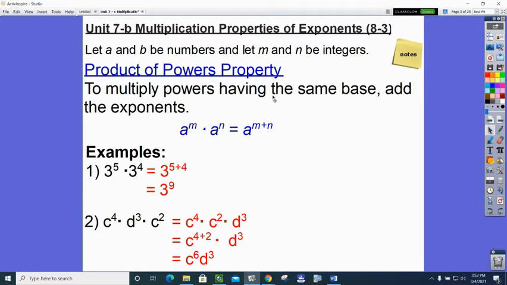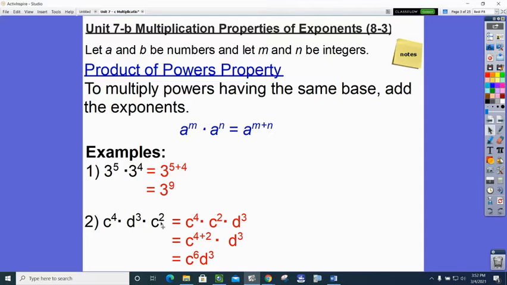So here is the rule. To multiply powers having the same base, you add the exponents. So back to an example here. 3 to the 5th times 3 to the 4th would be 3 to the 9th. Don't put a 9 here, and don't put a 20 there, okay? Write the common base, add the exponents.